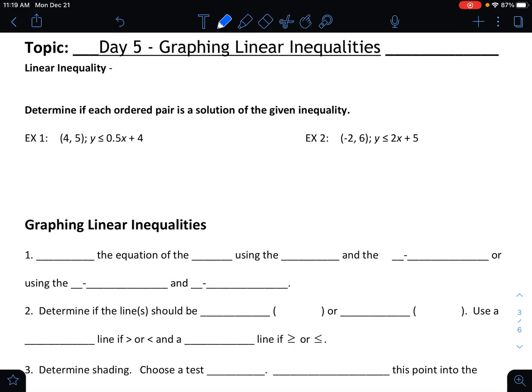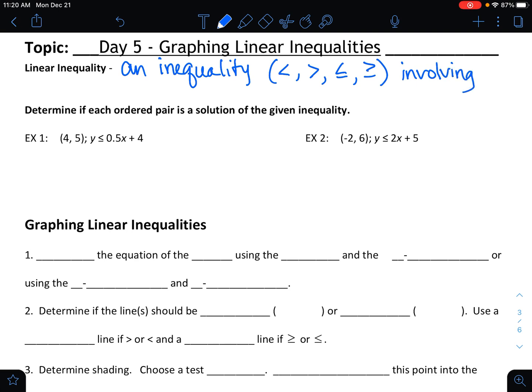So a linear inequality is, first of all, an inequality. Let me remind you there are really 4 inequalities. We have a less than, a greater than, a less than or equal, and a greater than or equal. So a linear inequality is an inequality involving 2 variables. We are going to work with x and y because we are planning to graph these on a coordinate plane.